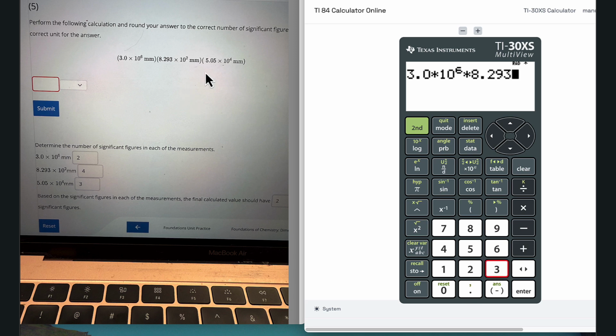Then we'll type 8.293 again times 10 to the, and then we right arrow, hit this key, and then type 5.05 times 10 to the, and then we put fourth. Now it's important we go down again, and that's the whole thing. We just enter.